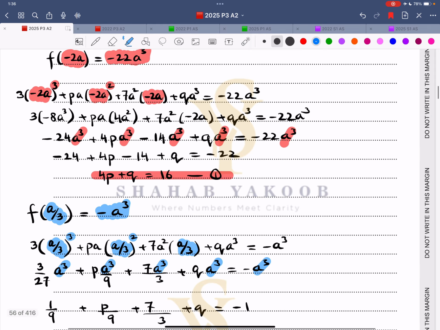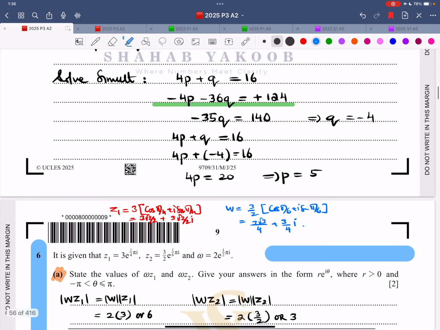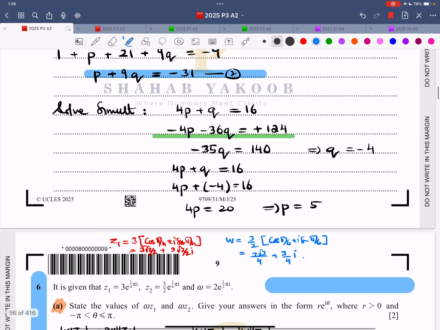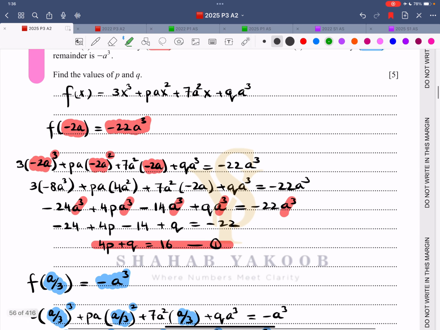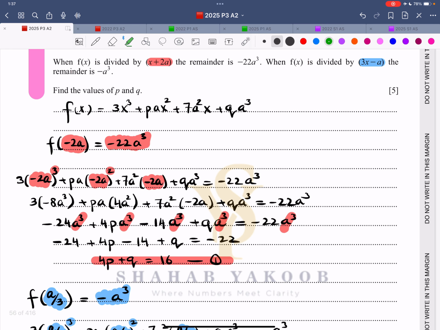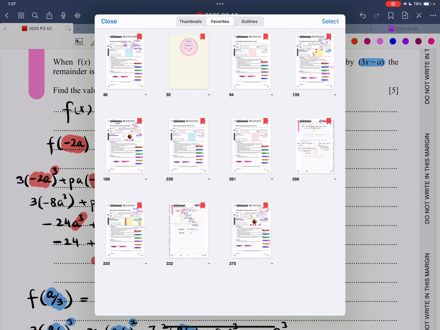So equation 1, equation 2, solve it simultaneously. Your choice. You want to solve it by substitution, you want to solve it using elimination, completely your choice. You get the value of p is 5 and the value of q is -4. So that is the first question. Let's move to the next one.